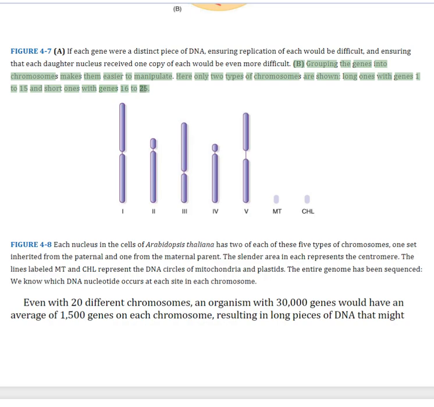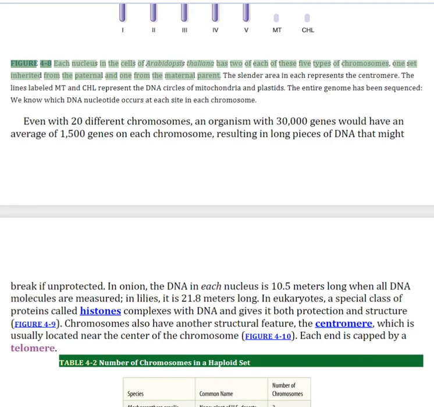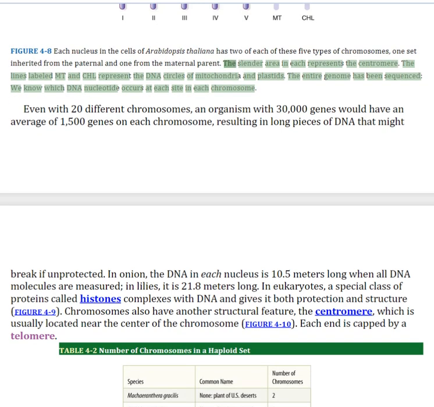16 to 25. Figure 4.8: Each nucleus in the cells of Arabidopsis thaliana has 2 of each of these 5 types of chromosomes, one set inherited from the paternal and one from the maternal parent. The slender area in each represents the centromere. The lines labeled MT and CHL represent the DNA circles of mitochondria and plastids. Since the entire genome has been sequenced, we know which DNA nucleotide occurs at each site in each chromosome.